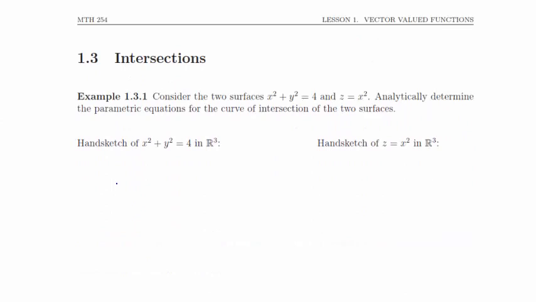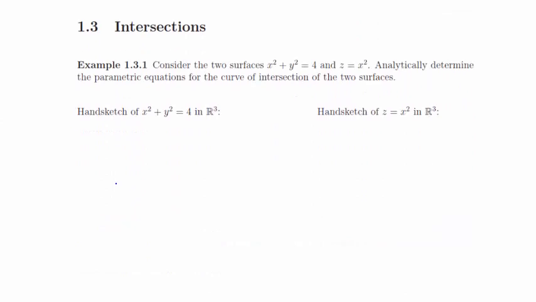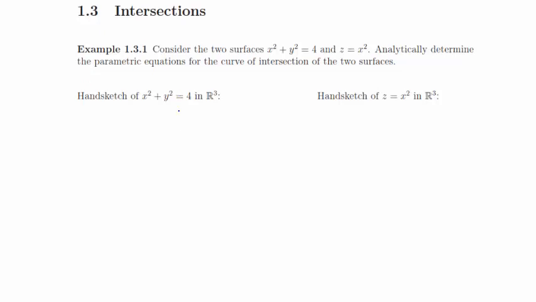All right, our last topic of this lesson is intersections. So we are given a couple of different surfaces. Consider, let's just read this. Example 1.3.1, consider the two surfaces x squared plus y squared equals 4 and z equals x squared. Analytically determine the parametric equations for the curve of intersection of the two surfaces.